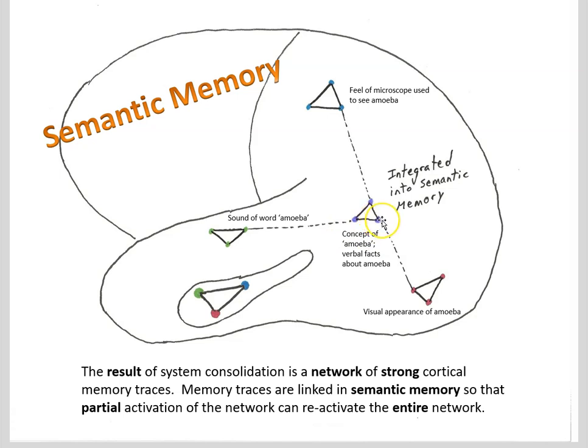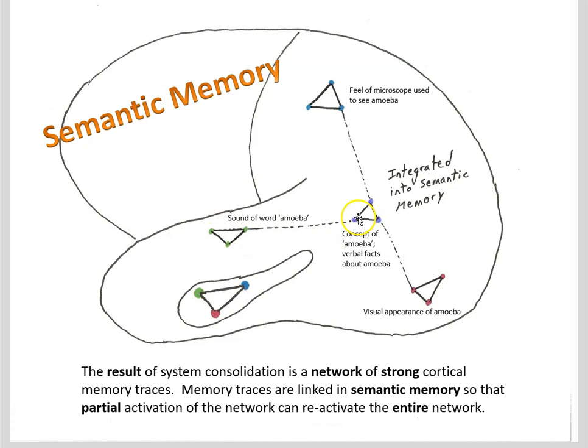So notice then what we're linking together in our semantic memory is what an amoeba looks like. That's stored in visual areas. What the microscope feels like, that's stored in the somatosensory areas. What the sound of the word amoeba sounds like, and that's stored in the auditory areas.